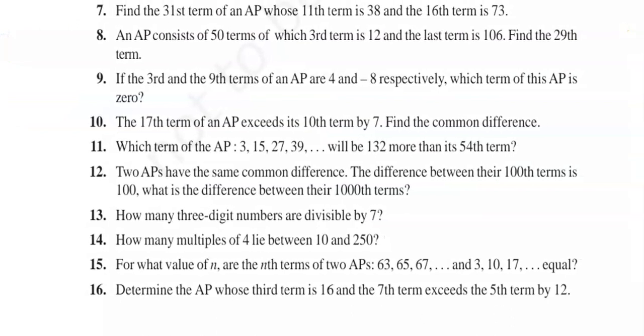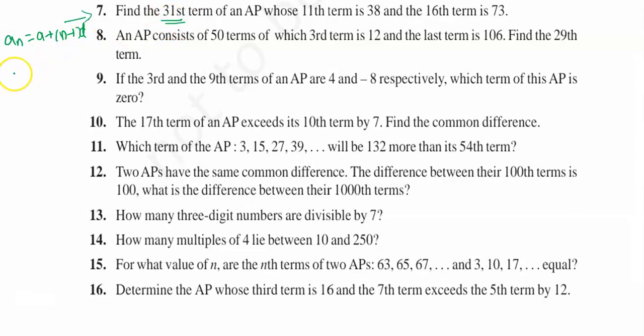Okay, now see question number 7. Find the 31st term of an AP whose 11th term is 38 and 16th term is 73. I had already explained this, students. So a_n is equal to a plus (n minus 1) into d. Directly you should be able to solve.